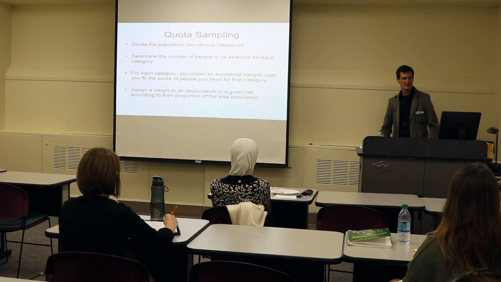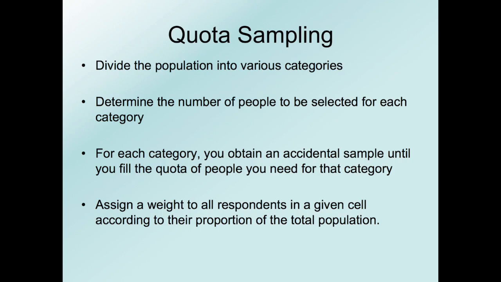Okay, so quota sampling. Just very quickly, the idea of quota sampling is you divide the population into the various categories of interest, based usually on profile demographic type information, and then you determine the number of people that you need to select for each of those categories. It could be race or gender, it could be age, it could be health status or something like that. But you identify what those categories are in the population and how many people from the population you need to include in your sample to be representative.